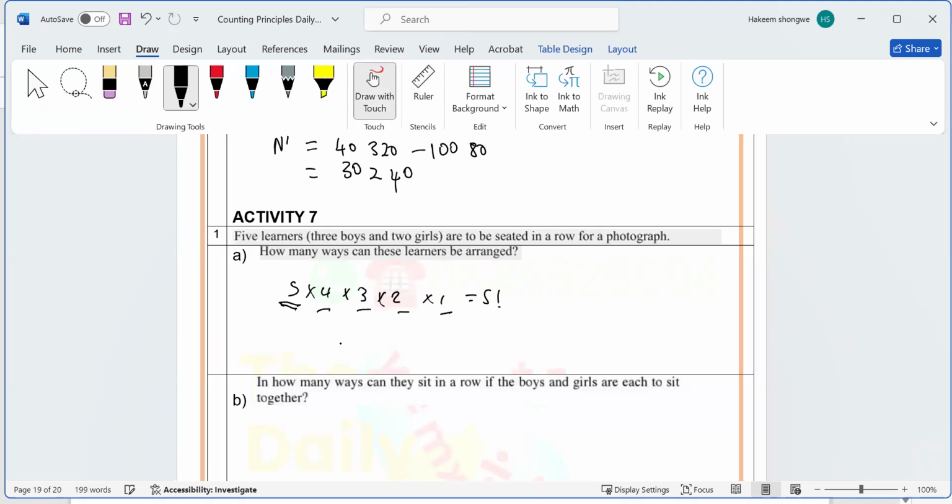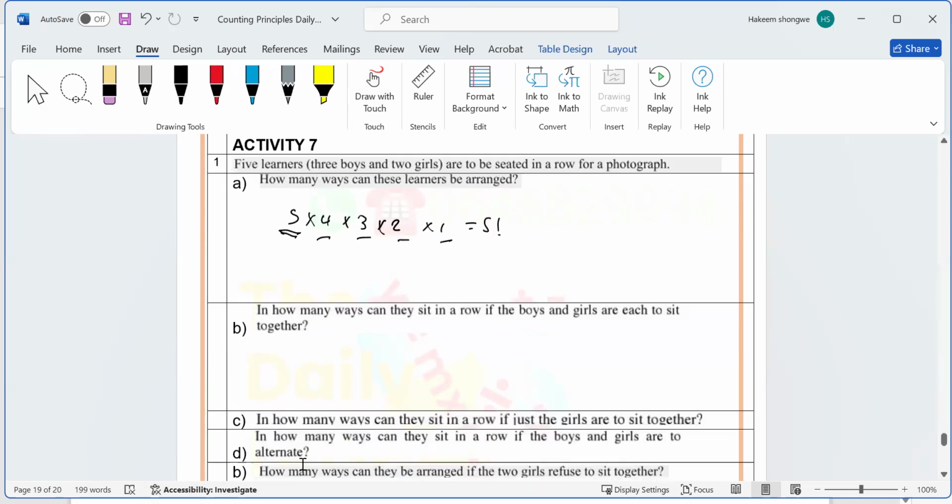What is 5 factorial there? It's 120. They can be seated in 120 different ways.